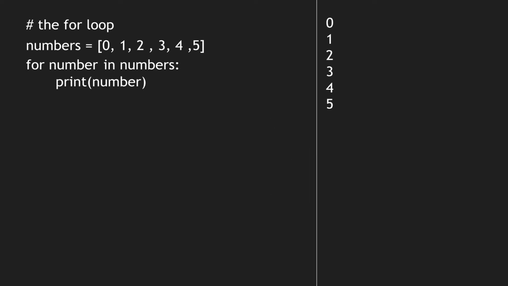If we run this, we see that Python goes in circles and grabs one item at a time from the list and makes it available as the variable number. This goes on and on until it finishes the entire list. You can also loop through a list of strings. So for word in, and then we define a list here, we are root, and then we say print word.